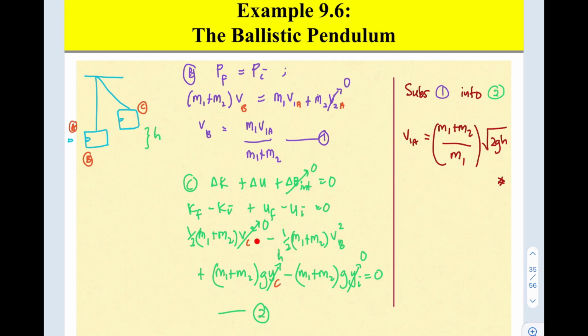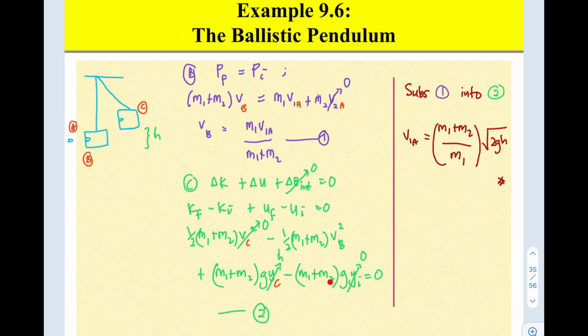Initially, the block is moving together, so it has VB. But finally, it stops for a moment when it reaches maximum height at position C. So V at C equals 0. This is the K initial: half of (M1 plus M2), because they are embedded and moving together, times VB squared. And then U final is (M1 plus M2) g Y at C, which is our h.